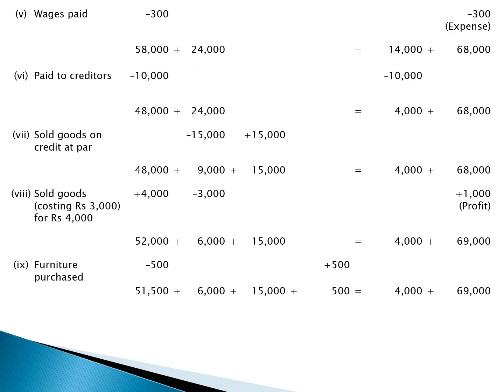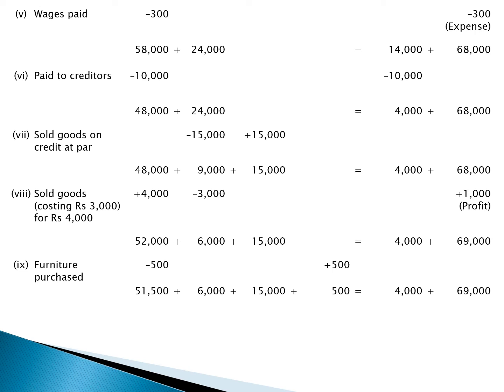The next transaction is wages paid. 300 rupees is reduced from cash and from capital as expense. Next transaction, paid to creditors. 10,000 rupees reduced from cash and the same 10,000 is reduced from creditors. Next one, sold goods on credit at par. 15,000 reduced from stock and 15,000 shown under debtors.